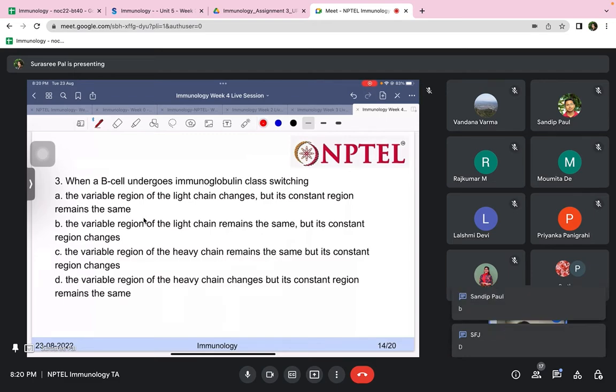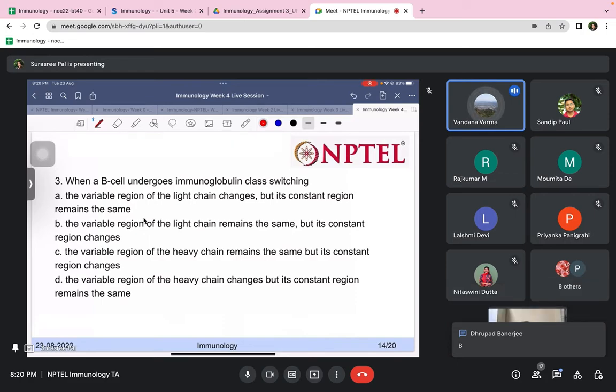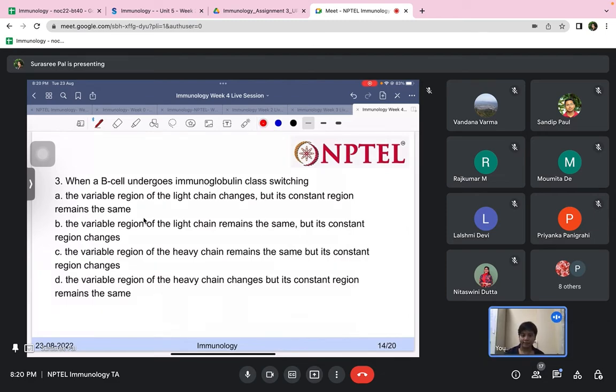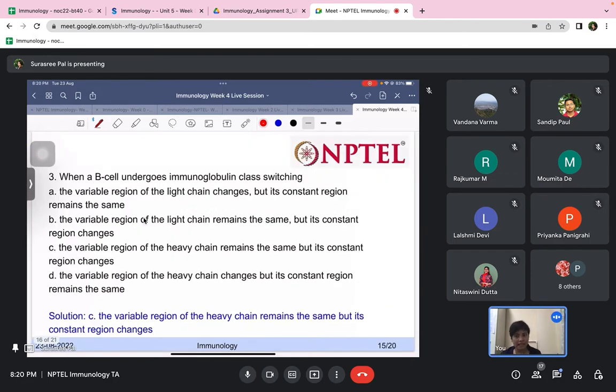What will be the answer? C, the variable region of the heavy chain remains the same, but its constant region changes. Okay, let's see. So here people are clearly divided. Some are answering B, some are answering C, some are answering A. Okay, so the correct answer is C.